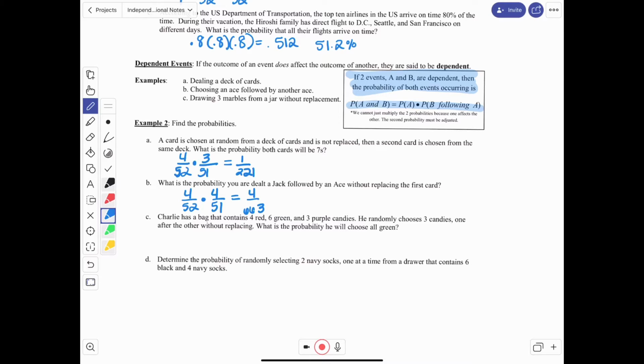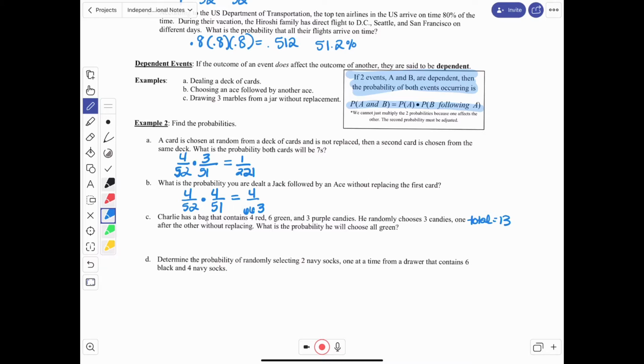Charlie has a bag that contains 4 red, 6 green, 3 purple candies. All right, so your total here, so 4 and 6 is 10, 3 is 13. So you just might want to make yourself a note, your total is 13. He randomly chooses 3 candies, one after the other without replacing. What's the probability that he would choose all green?